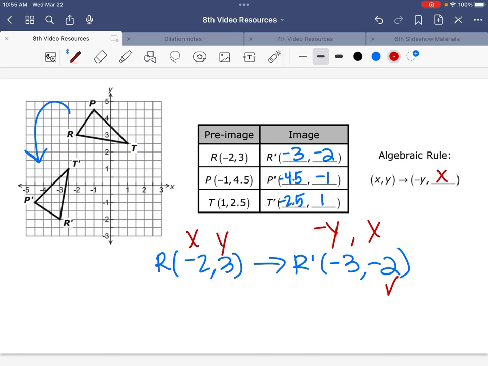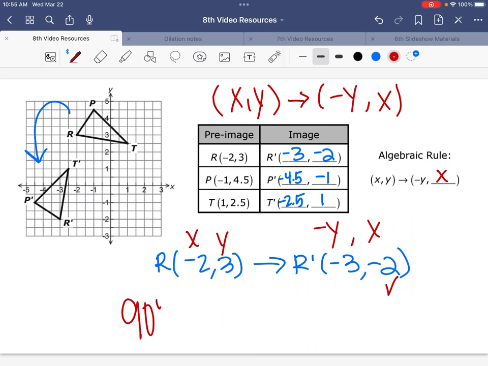So our algebraic rule was (X, Y) to (-Y, X), and that is a 90-degree counterclockwise rotation.